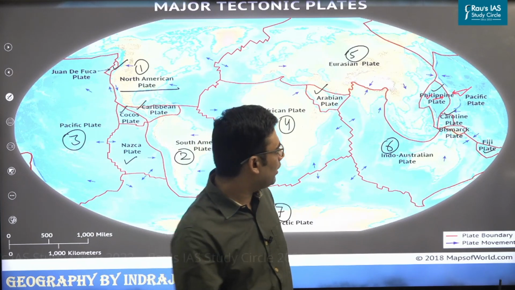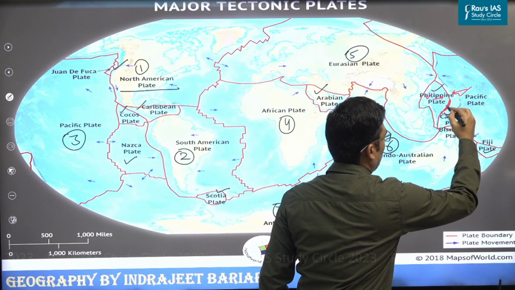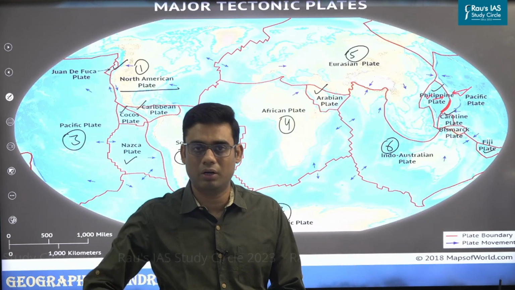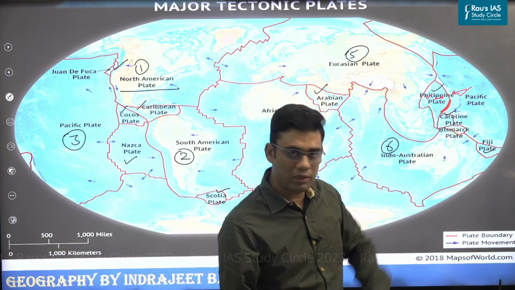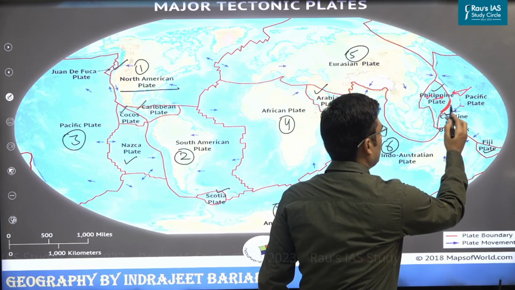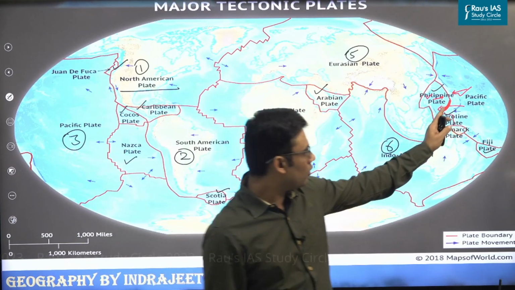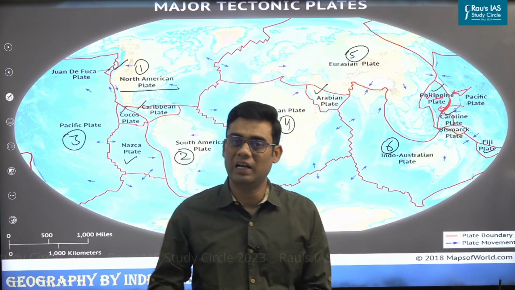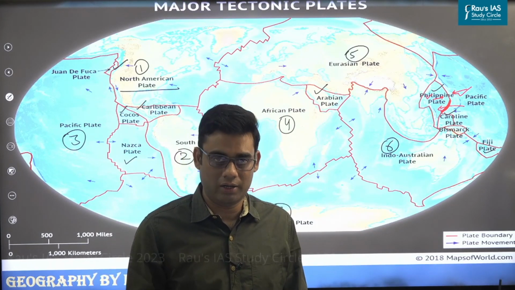As the Pacific plate is subducting, there is this trench that has been formed over here, and this is a very popular trench everyone knows about. This is called the Mariana Trench. So Mariana Trench has been formed over here, and Pacific plate is subducting underneath the Philippine plate, and towards the west of Mariana Trench you have Mariana Islands, which are nothing but the volcanic islands.